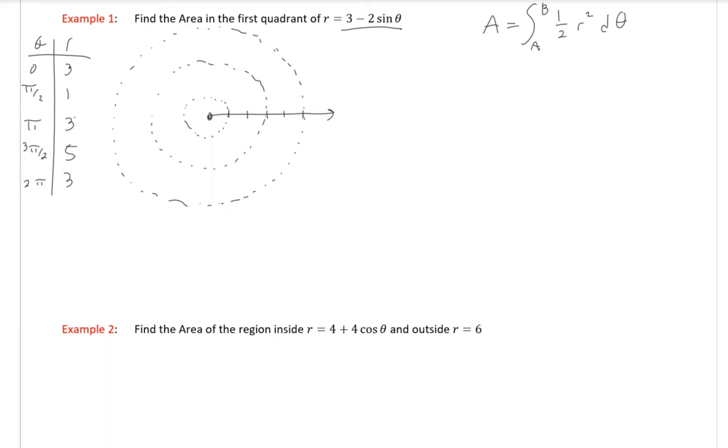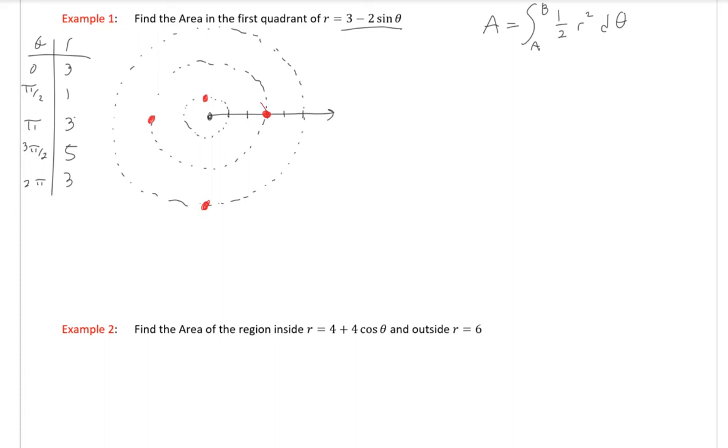Then that'll let me draw my points. First, angle 0 is right here with a radius of 3. Then angle pi halves, we have a radius of 1. Angle of pi, we have a radius of 3. Angle of 3 pi halves, we have a radius of 5. And then we're back up to 3.